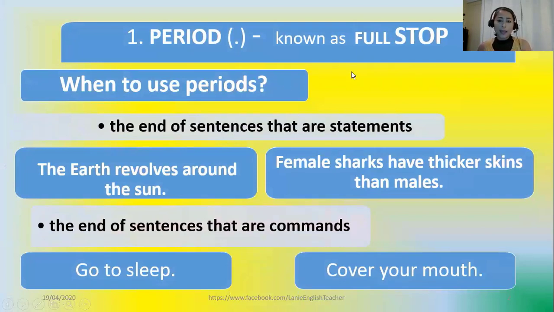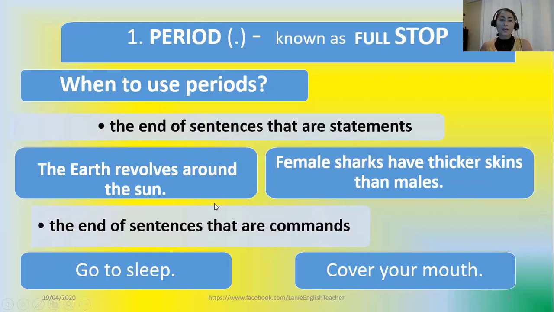Period is known as full stop. All right, so when to use periods? First, we use period at the end of sentences that are statements. When we say statements, those are sentences that tell something or tell about facts. For example, the earth revolves around the sun. Another one, female sharks have thicker skins than males.